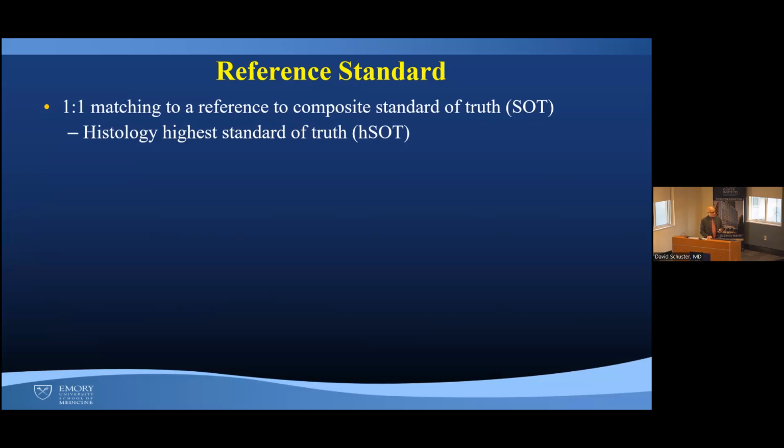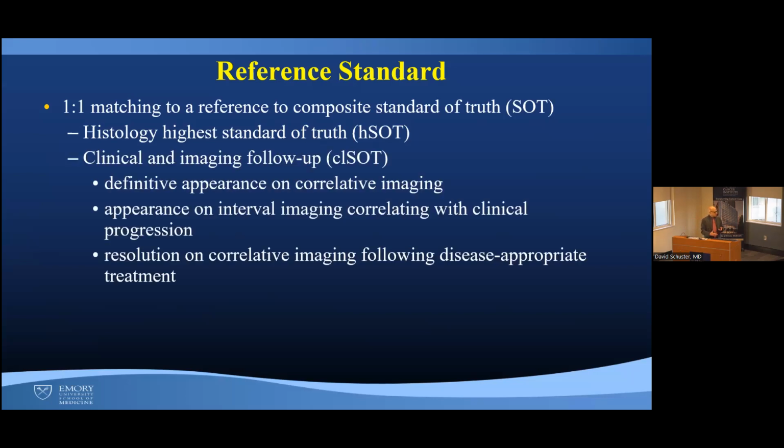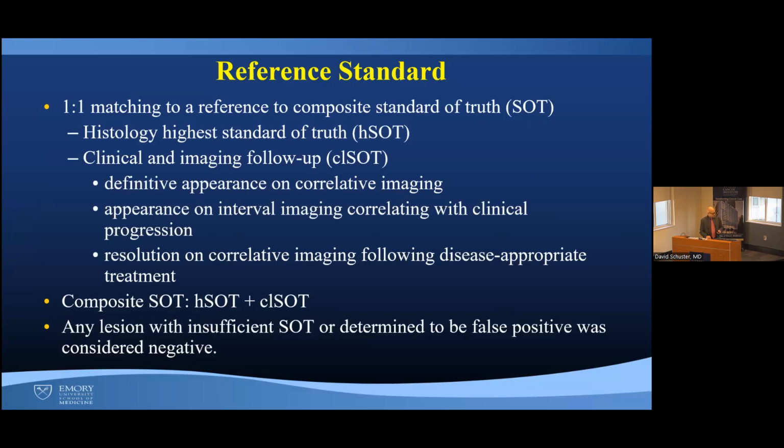Histology was considered the highest standard of truth. And then we also had clinical and imaging follow-up, like a definitive appearance on correlative imaging in some cases, or interval imaging correlating with clinical progression, or resolution following disease-appropriate treatment, because you can't biopsy everything. And the composite standard of truth is composed of the histologic and the clinical and imaging standard of truth. Any lesion with insufficient standard of truth or determined to be false positive was considered negative.